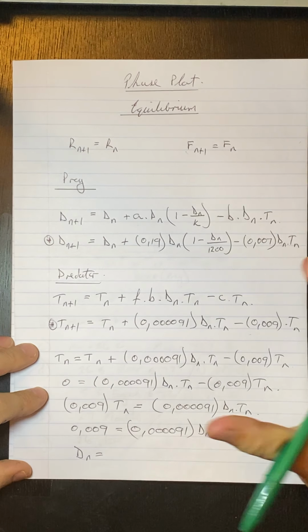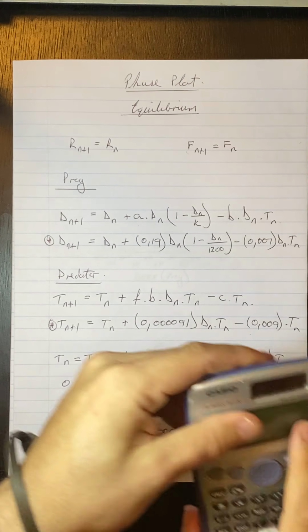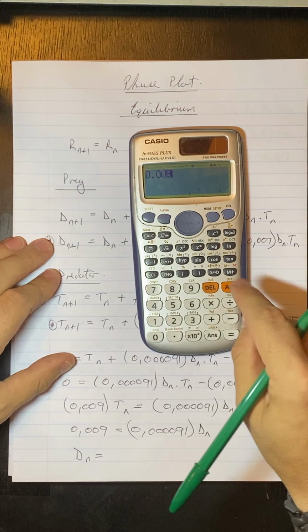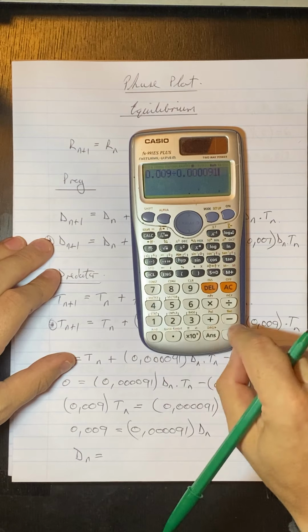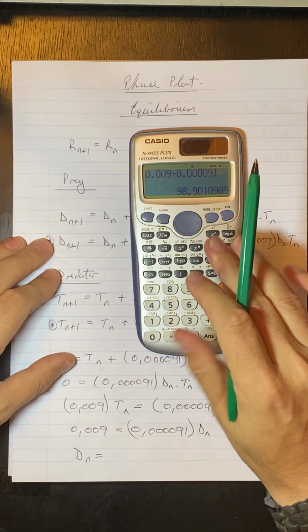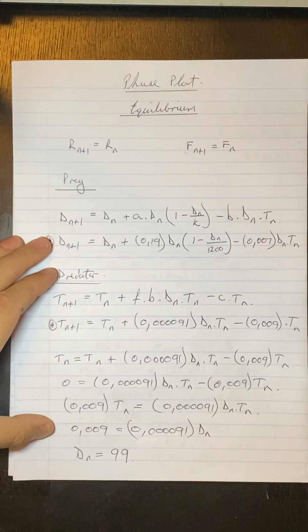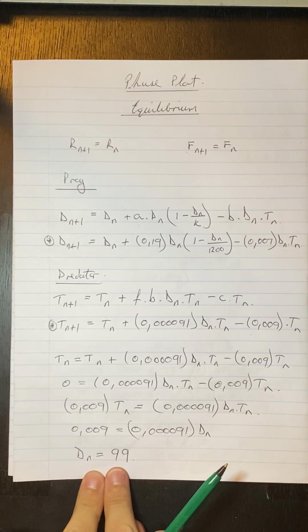now it's going to be approximate, okay? So if we have a look on the calculator, we're going to get 0,009 divided by 0, and we're getting that. So I'm just going to round it up because it's approximate, so we get 99. Okay, so that means that the prey equilibrium point is 99 deer.